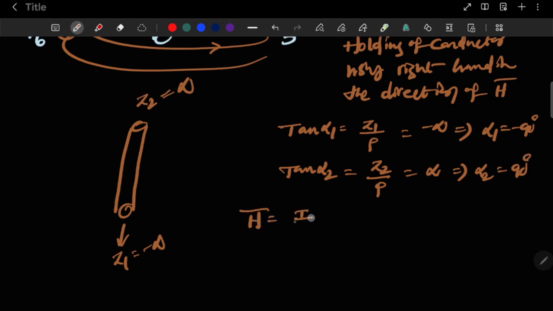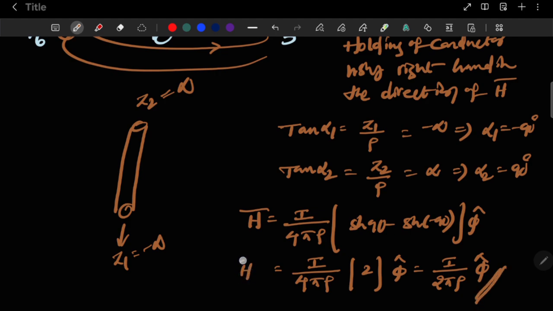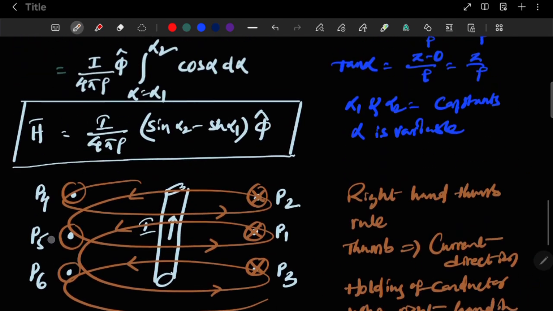So h bar is equal to I by 4 pi rho, sin 90 minus sin of minus 90, in the direction of phi cap, is equal to I by 4 pi rho, 1 plus 1, 2 we get. That means I by 2 pi rho phi cap. This is for an infinite length current carrying conductor. For the finite length current carrying conductor, we have this expression.